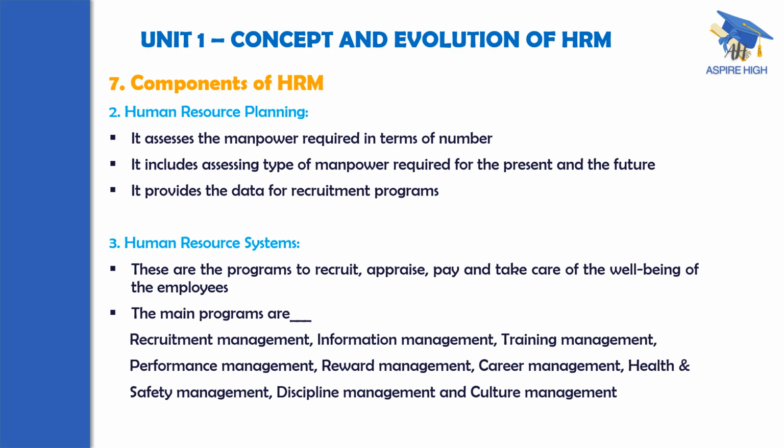So what are the main programs? Because it covers the whole gamut. The recruitment management, you know it. Information management. Information management means the system policies and procedures that are formulated should be clearly defined, and not only that, the information flow should be there. That means those policies, or the rules and regulations, should be made available to all the employees concerned. That means they should be made available in the internal portal of the organization nowadays.